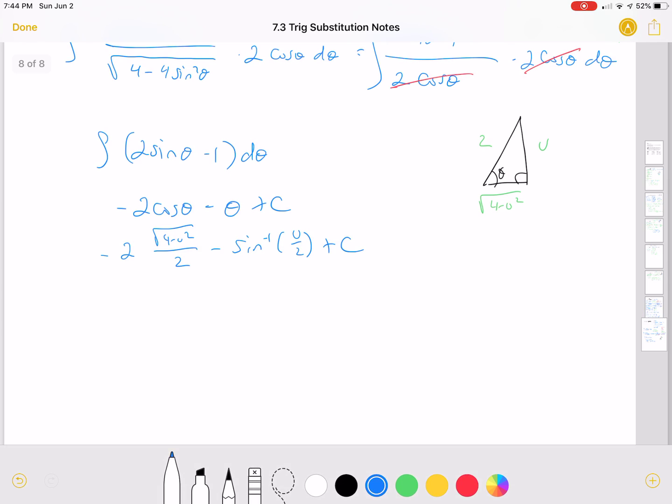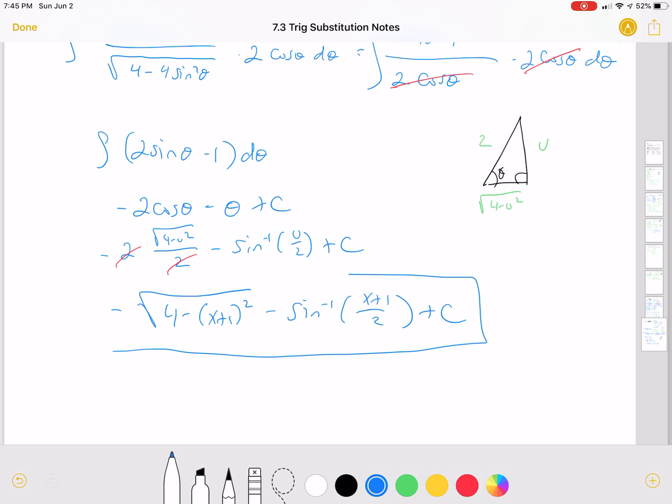So I do notice that I can get rid of these 2's. So what we should have is negative square root 4 minus, plugging in x plus 1 for U, squared, minus inverse sine of x plus 1 over 2 plus c. And obviously you could go ahead and FOIL out the x plus 1 underneath of there and combine like terms, but this is plenty. And that is the answer. Alright, plenty enough videos. Should be good.